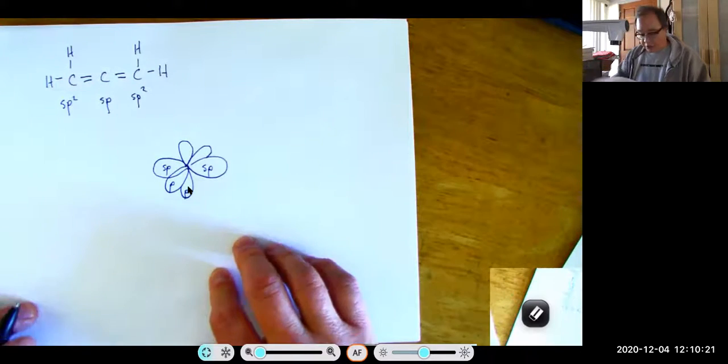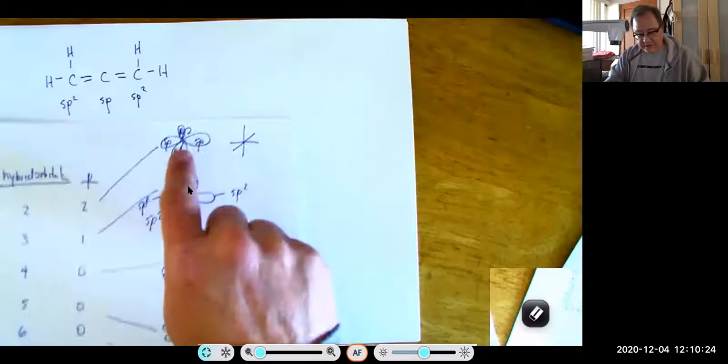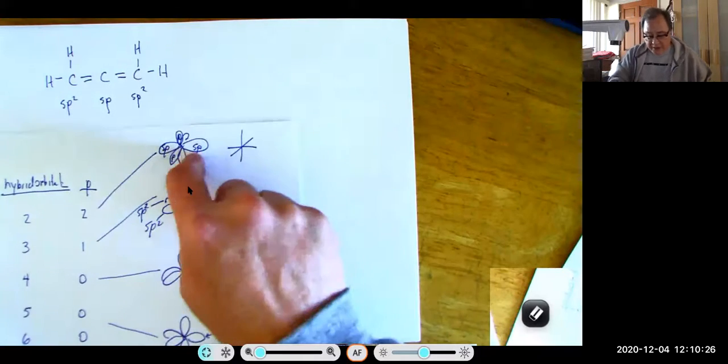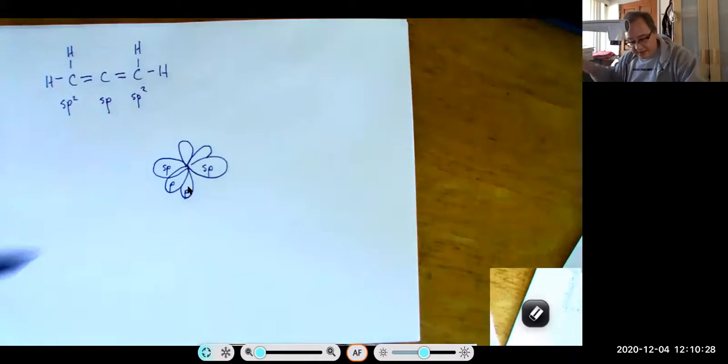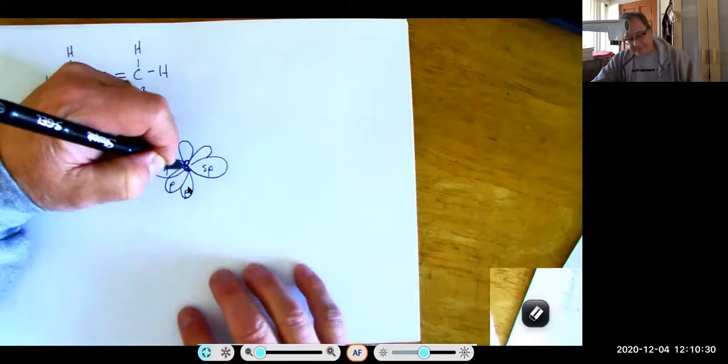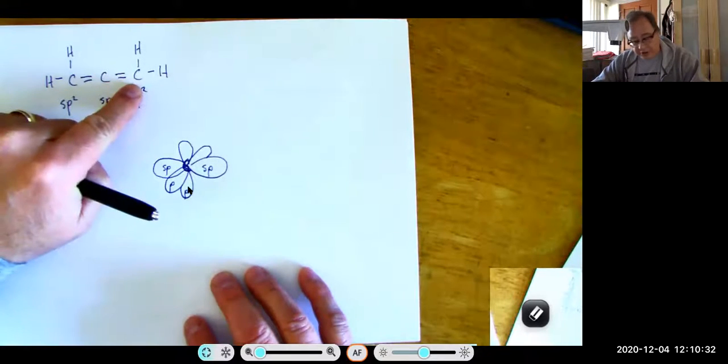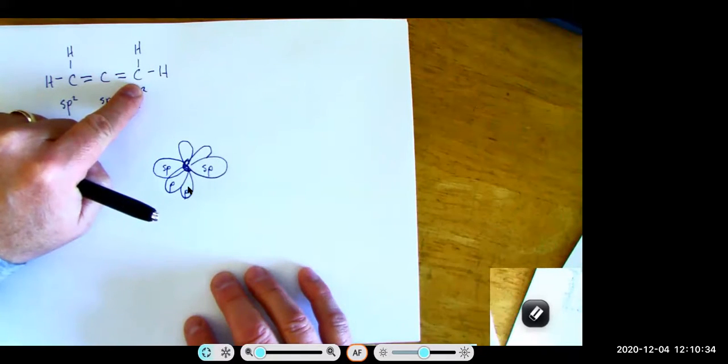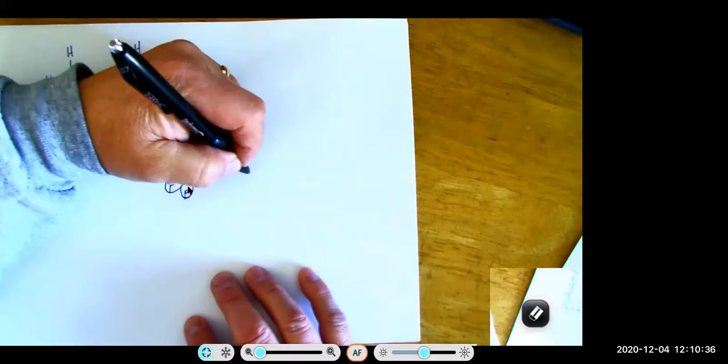So do you remember that drawing over here? Yeah. So I've drawn this right here, and in the middle of this is a carbon. Okay. Now this guy's sp2, correct? So I'm going to draw this.